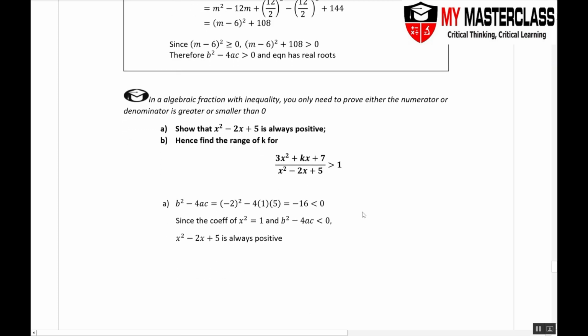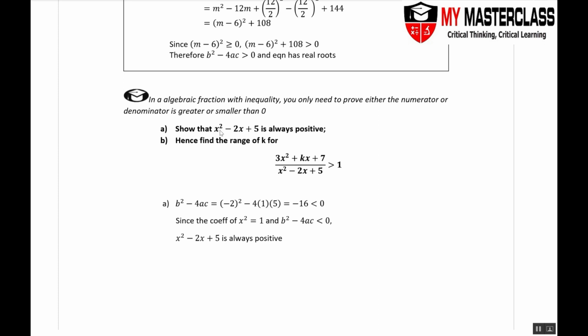Okay, now let's take a look at an example to demonstrate what we have just talked about. In an algebraic fraction with inequality, you only need to either prove the numerator or denominator is greater or smaller than 0. Okay, so what do I mean by this? Let's take a look at this example.